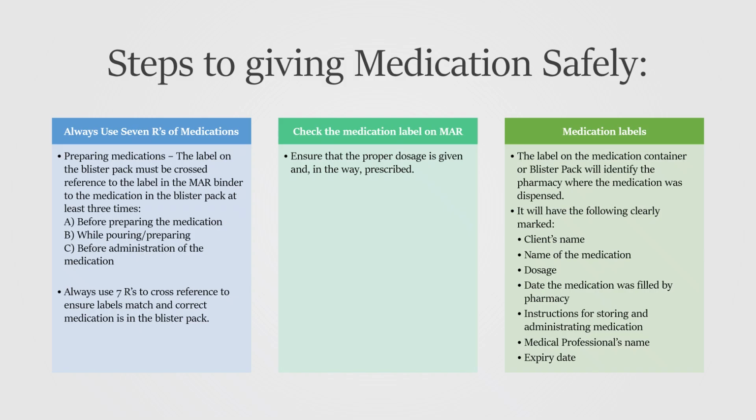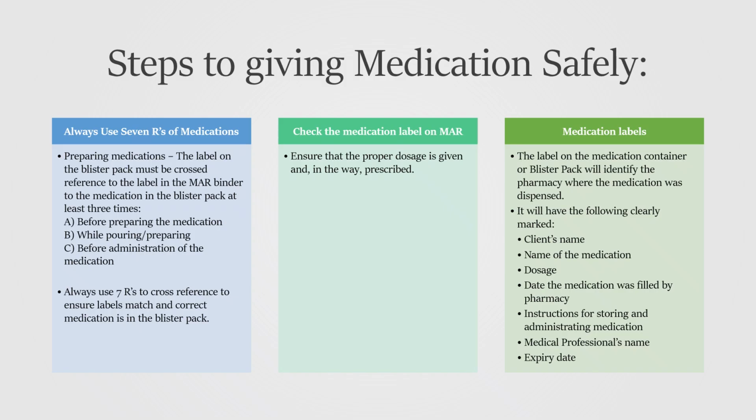For example, ensure it's the right medication for the right resident at the right time and dose using the right route. Also ensure the medication is given for the right reason. Check the medication label on the medication administration record to ensure that the proper dosage is given and in the right way prescribed.